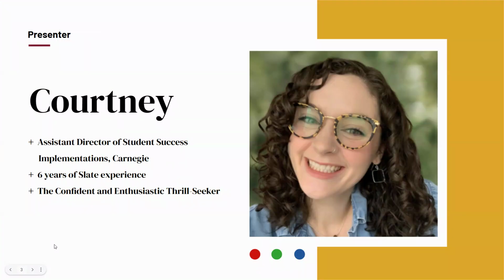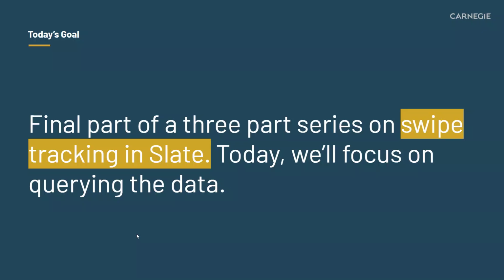Before we dig in, let me introduce myself. My name is Courtney Mumma. I'm the Assistant Director of Student Success Implementations here at Carnegie. I'm coming at you with 6 years of Slate experience. I started as a Slate captain at a small art college in Portland, Oregon, and then I worked at Technolutions for 2 years as a client support engineer, and I've been spending the rest of my time here at Carnegie in this specific role, and I am the confident and enthusiastic thrill seeker.